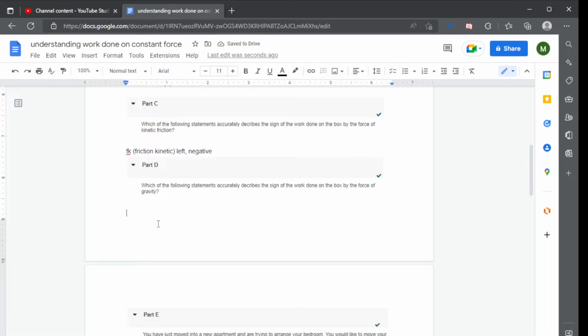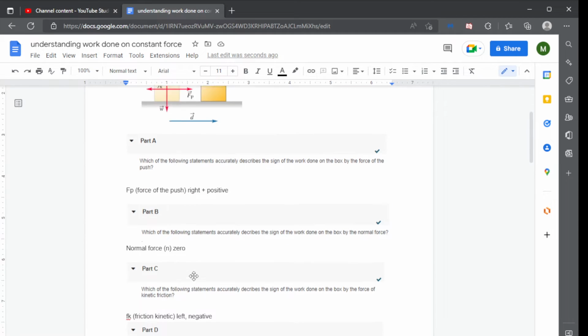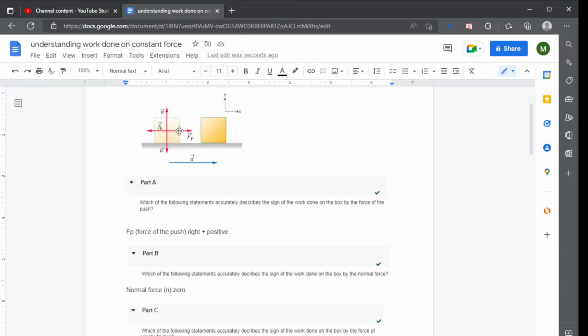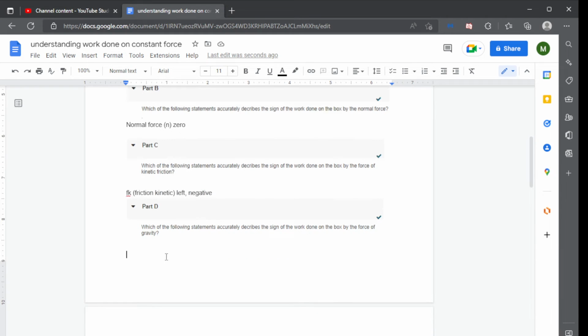Part D. Which of the following statements accurately describes the sign of work done on the box by the force of gravity? Gravity is represented by G, and G will mostly take part of weight, and W is close to that similarly because it'd be facing downward, and gravity is pulling downward, so it will be W, and W is not moving, so it'll be 0.